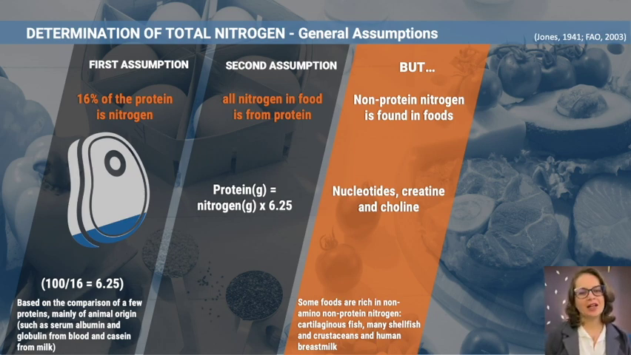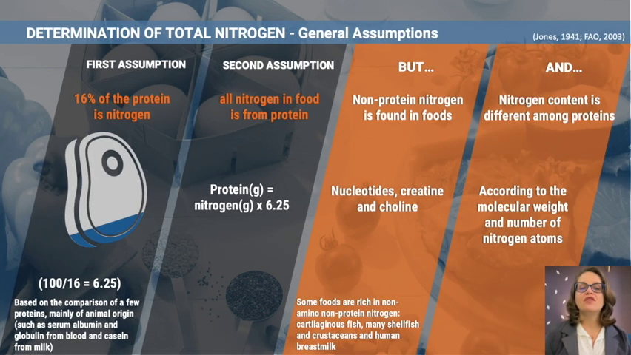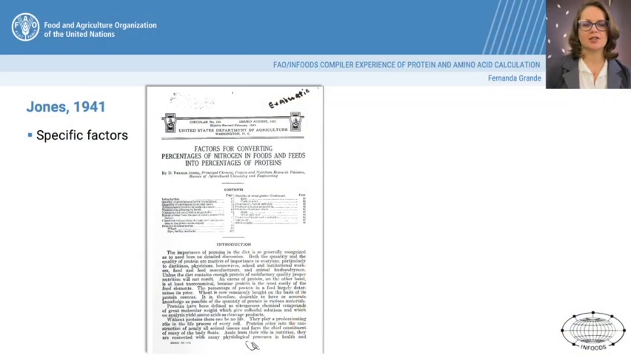And second, the nitrogen content of specific amino acids as percentage of weight varies according to the molecular weight of the amino acid and the number of nitrogen atoms it contains. Based on these variations and also considering that the amino acid composition varies among proteins, the nitrogen content of proteins will also vary. In response to these considerations, Jones, 80 years ago, suggested that the conversion factor of 6.25 should be abandoned and replaced by specific conversion factors for the foods in question.